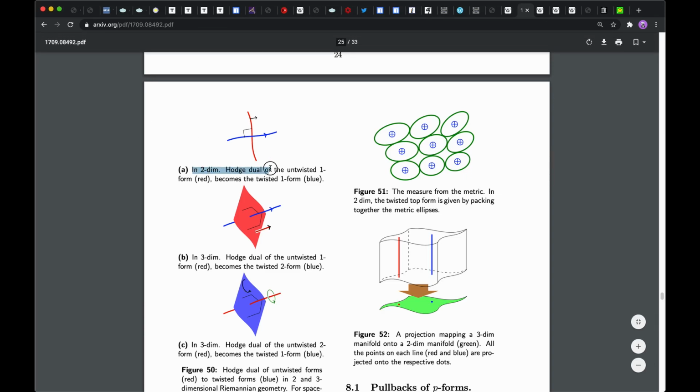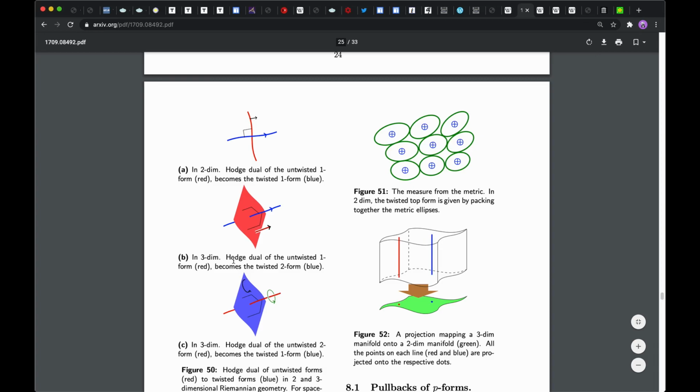So in picture A here we see the Hodge dual for the untwisted one-form, which is red, and it becomes the twisted one-form, blue. You can see that the red form here has the external orientation, not internal one, and the Hodge dual, the blue line here, will now have the internal orientation, which is inside of that line.